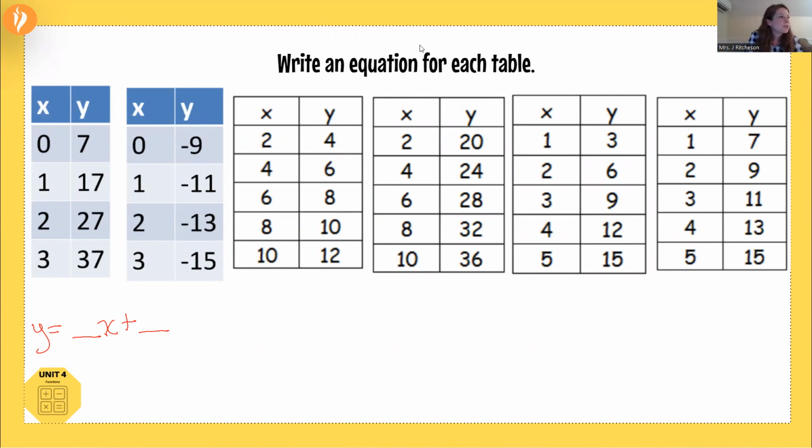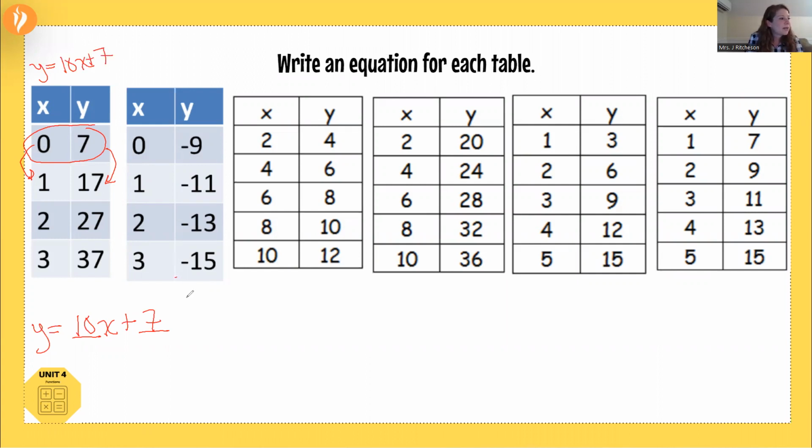All right, so let's do the first one. The rate of change is change in Y over change in X. Every time these increase by 10 over 1, 10 over 1. So our rate of change is 10. And our zero pair is when X is 0, Y is positive 7. So the first one is Y equals 10X plus 7.